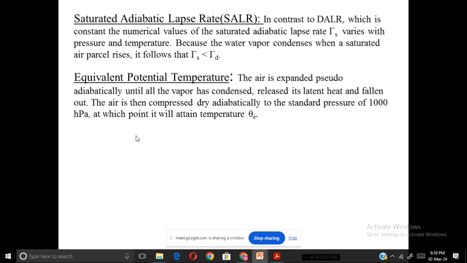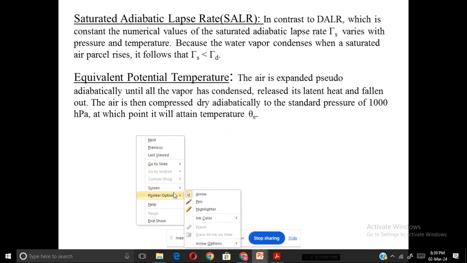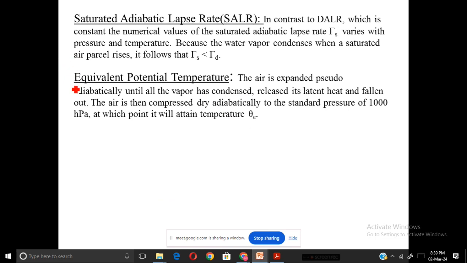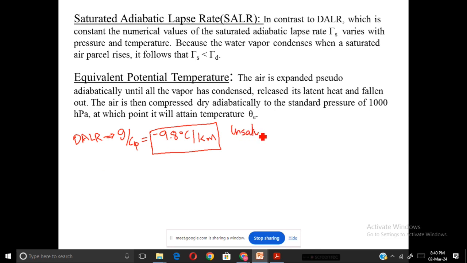The dry adiabatic lapse rate is a constant value. We calculated it; it was g by Cp, minus 9.8 degrees Celsius per kilometer. We calculated this value in the last class. So this is a constant, the dry adiabatic lapse rate. In the case of an unsaturated air parcel, the rate at which the temperature decreases with respect to height is a constant, 9.8 degrees Celsius per kilometer.